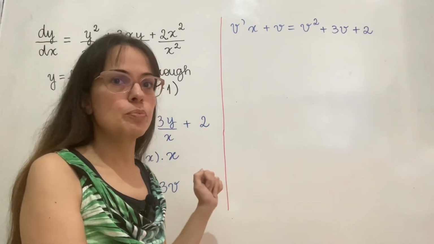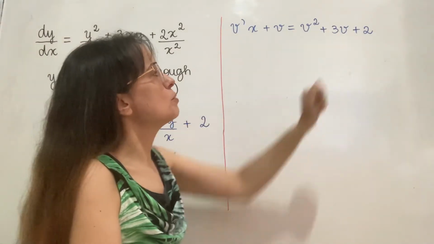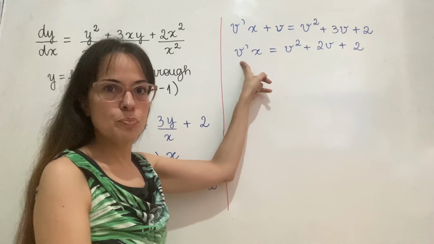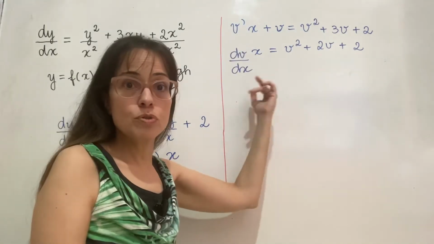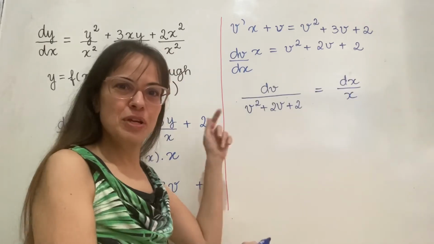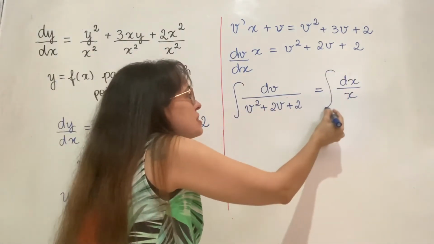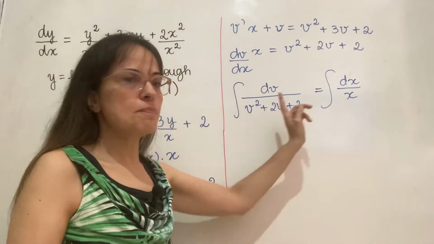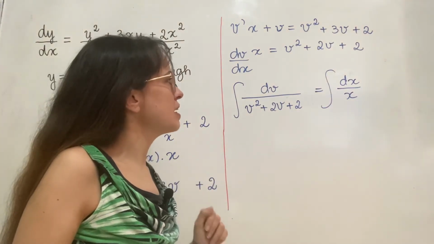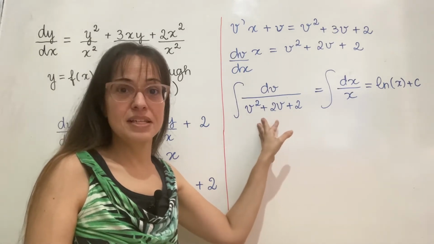So how are we going to separate our variables? First, I'm going to subtract this v from both sides. I'm going to write the v prime as dv dx. And then I'm going to switch the variables around just like I did in a previous example. Just again, make sure that you include the integration signs on this line. And that integral is easy. That is ln x. This integral, on the other hand, is not quite as easy.